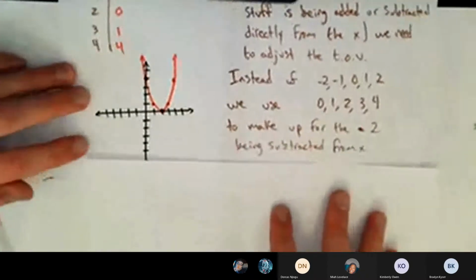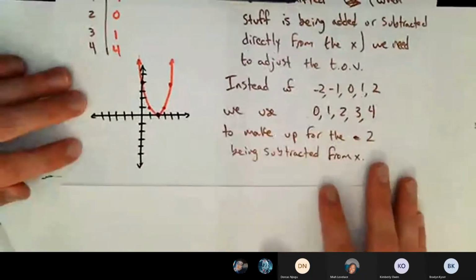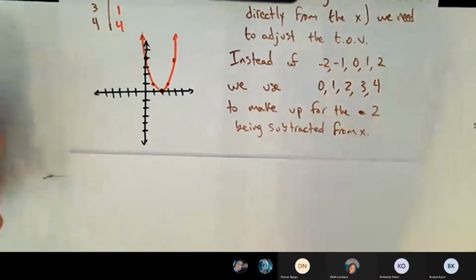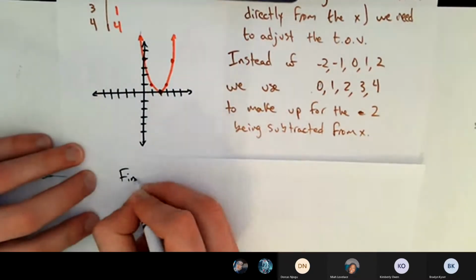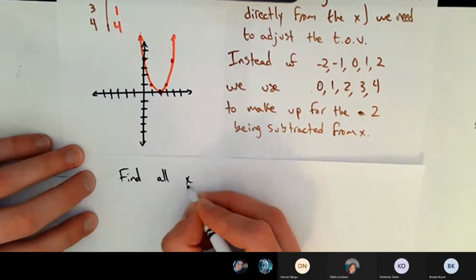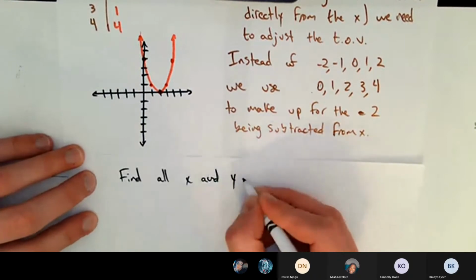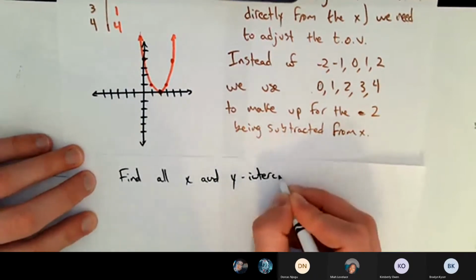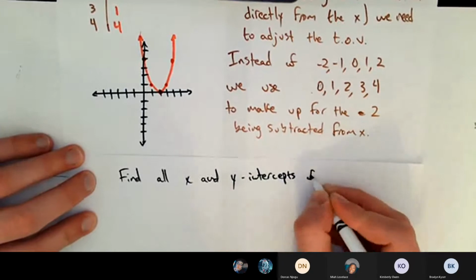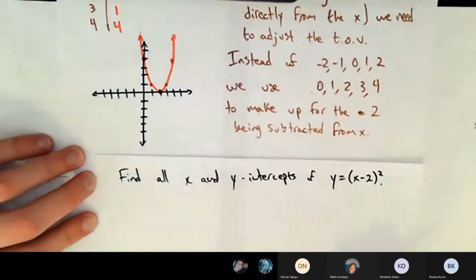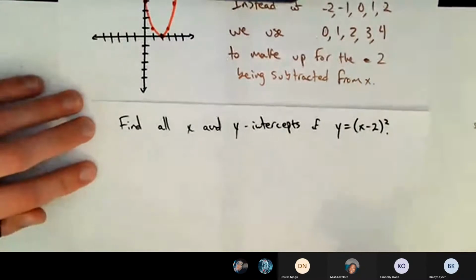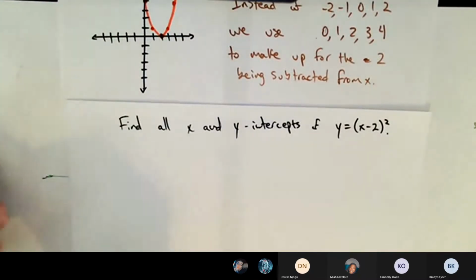So what if we wanted to find all x and y intercepts of y equals x minus 2 all squared? How would we do that?